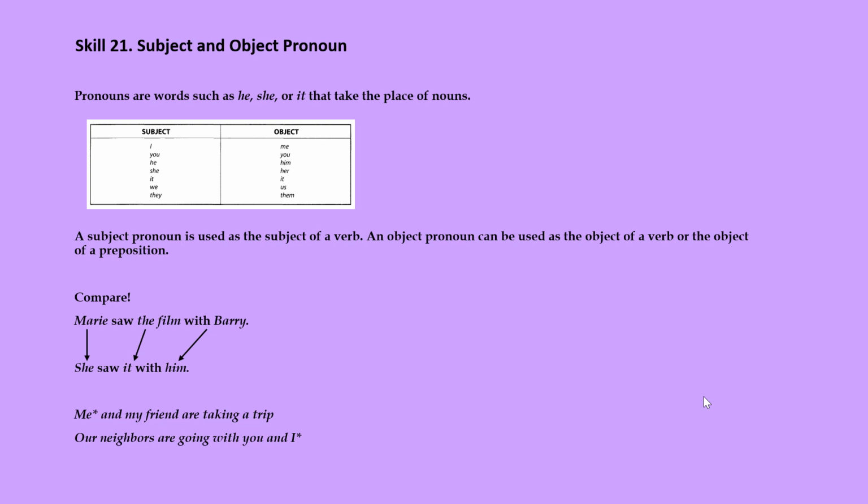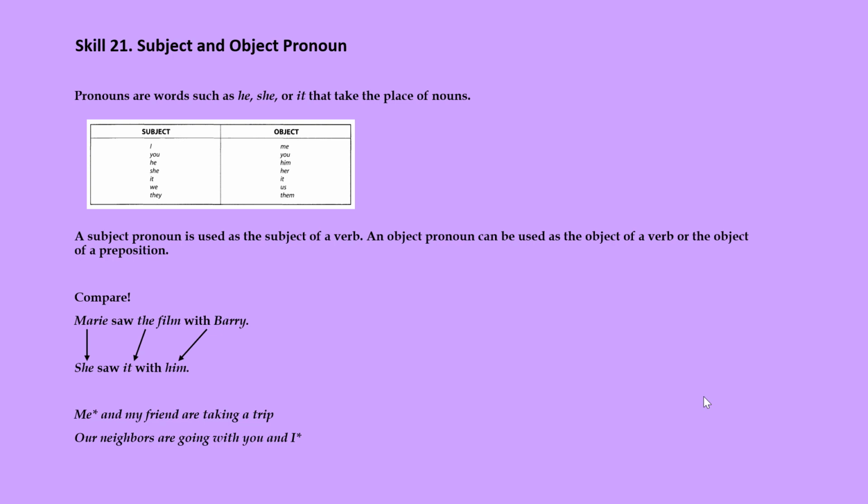Like, she saw it with him. She refers to Mary. She is the subject pronoun. That's why it must be she. Saw it. It refers to the film. It is the object pronoun that comes after the verb. So the object of a verb. And with him. Him refers to Perry. After with, we must have an object of a preposition. So we must use him instead of he because it is the object of a preposition.